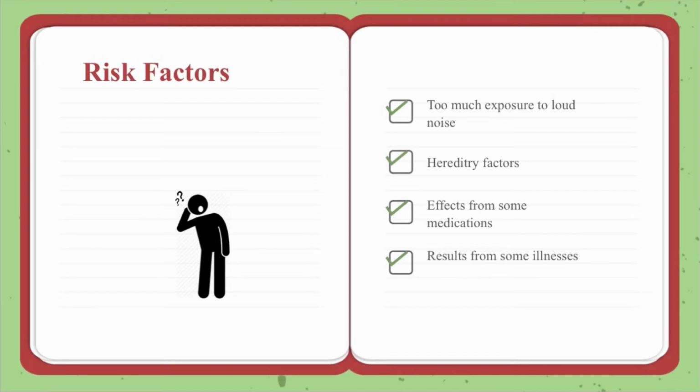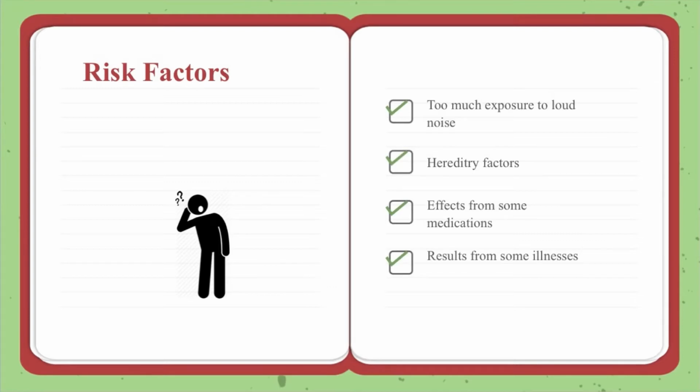The last risk factor that I'm going to share is a result of some illness. For example, high fever, which can damage the cochlea. The cochlea consists of nerve cells, like I told before. Its function is to send signals to the brain. Therefore, your brain and ear could not function well when the cochlea has been damaged.